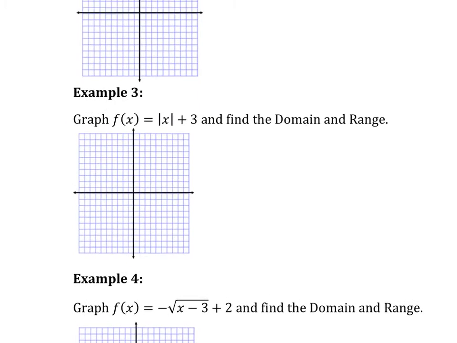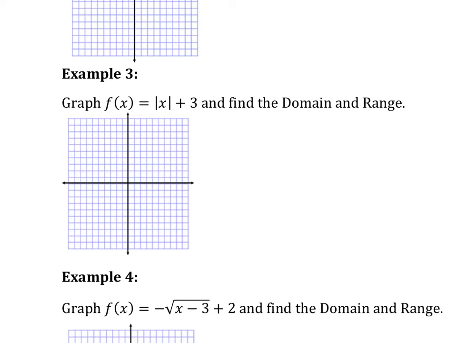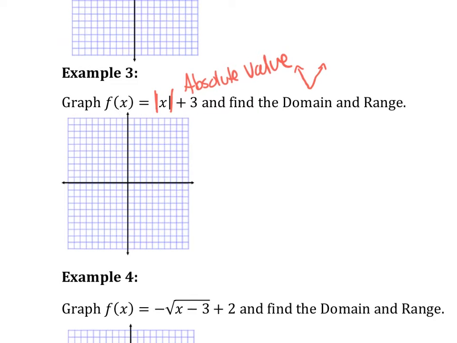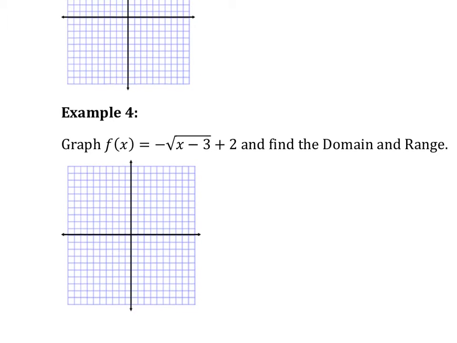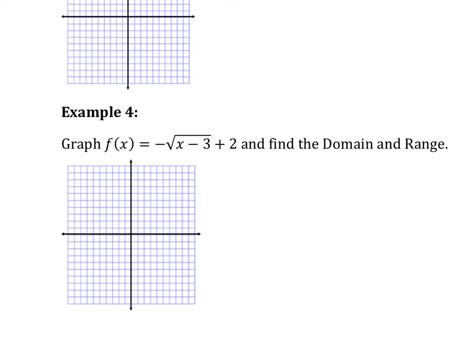What type of function is this one? Absolute value, because it has these absolute value bars here. And absolute value graphs look like a V. And then what about example 4? Square root, because it has a square root symbol. And a square root graph has a starting point, and then it has a little arch that goes off.